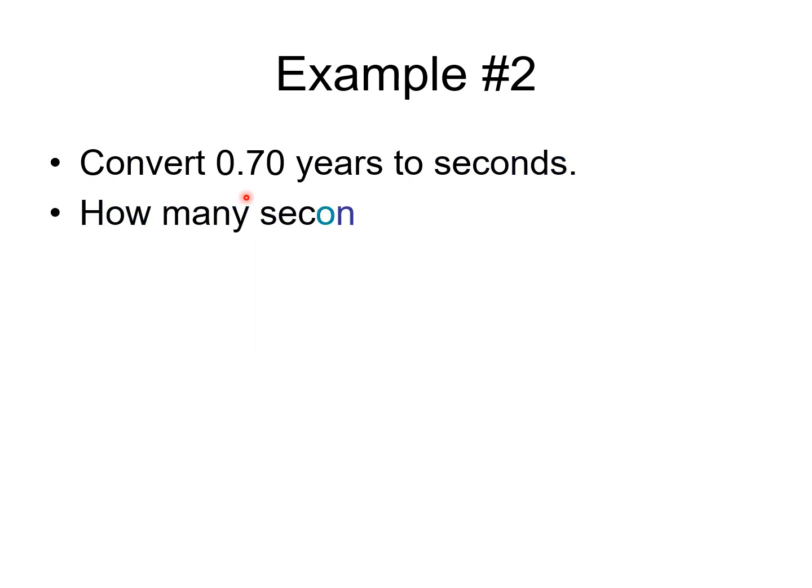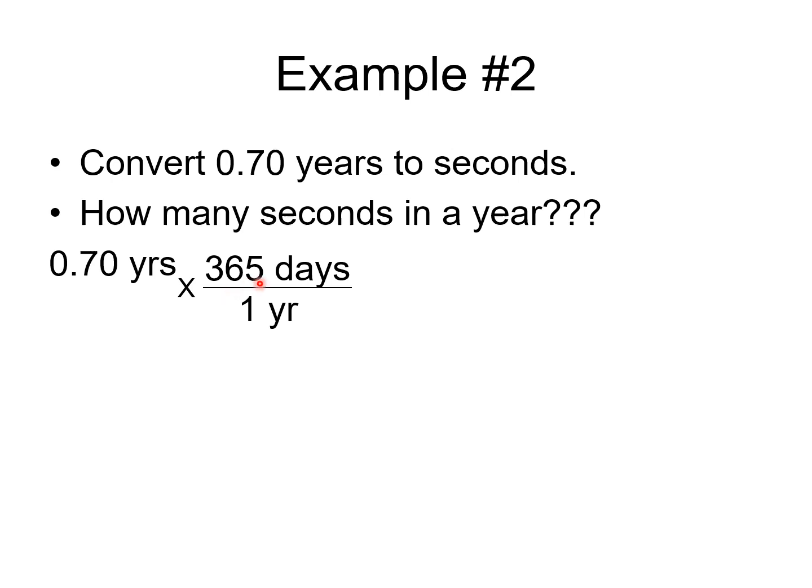So in this example, we have 0.7 years. We want to convert that to seconds. So how many seconds are in a year? The first thing we do is start with our unit, which is 0.7 years, and we're going to convert to seconds, but I don't know how many seconds are in 1 year, so I have to go through something in between. I know that 365 days equals 1 year.